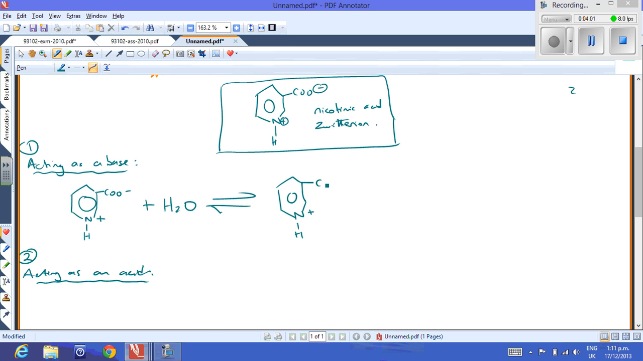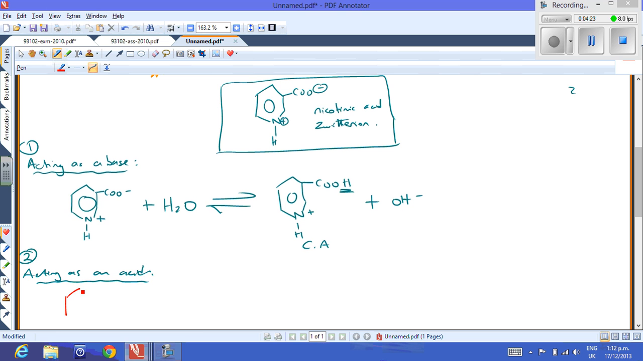Then you're going to form the conjugate acid right there. That's the conjugate acid because you could lose this proton if the pH changes, plus hydroxide ions, which makes it a basic solution. So that's it acting as a base. Then acting as an acid, so we just use red color for that.